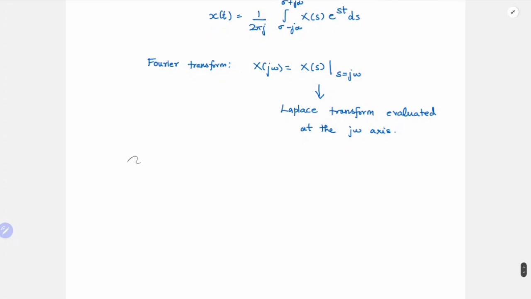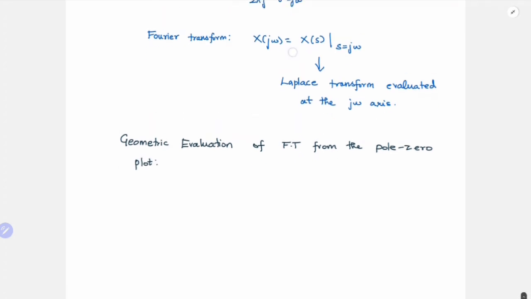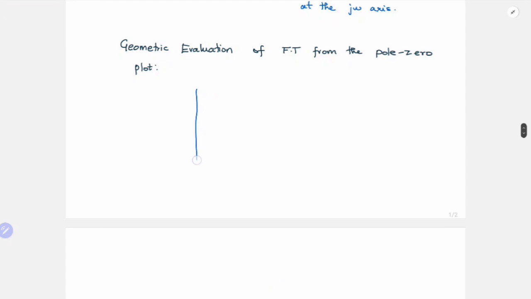pole zero plot. So geometric evaluation of Fourier transform from the pole zero plot. First let us take a look at the pole zero plot. What do we have here? We have real of s and imaginary of s, and we will have some poles and some zeros, something like this.